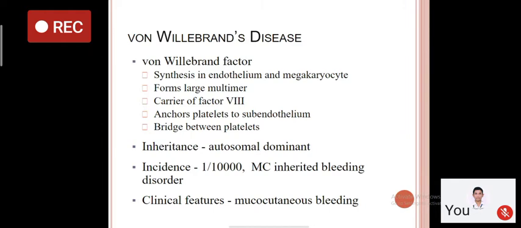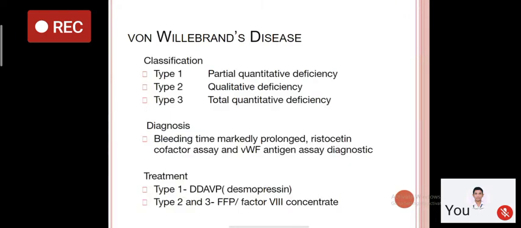The inheritance of von Willebrand disease is autosomal dominant, and the incidence is around 1 in every 10,000, and it is the most common inherited form of bleeding disorder. The presentation is with mucocutaneous bleeds. The most common bleeds, usually in adolescents, are in the form of menorrhagia or hematuria, or sometimes there may be gum or oral bleeds.